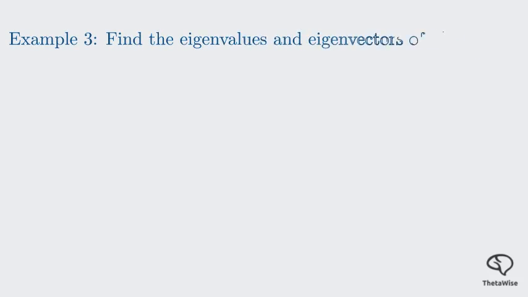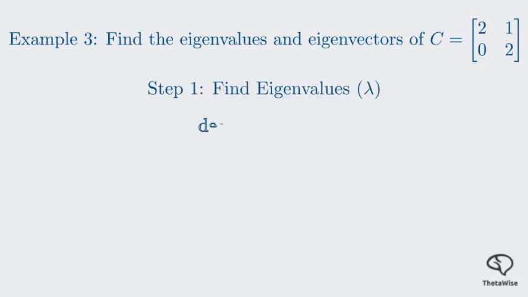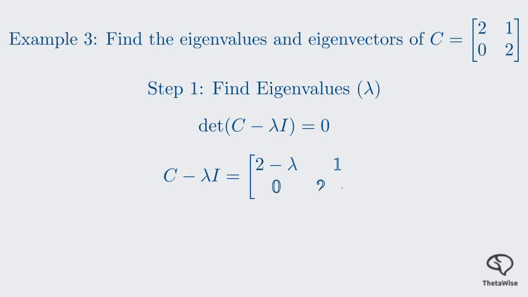Let's do one more example, this time with a repeated eigenvalue. Consider the matrix C equals [[2, 1], [0, 2]]. Step 1. Find the eigenvalues. We set the determinant of C minus lambda I to 0. The matrix C minus lambda I is [[2 minus lambda, 1], [0, 2 minus lambda]].